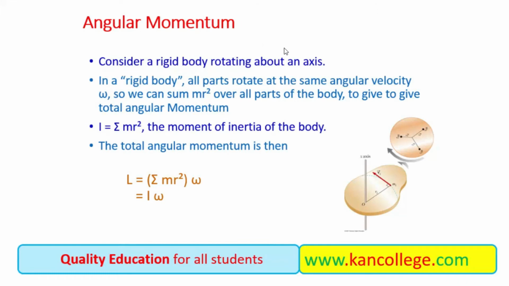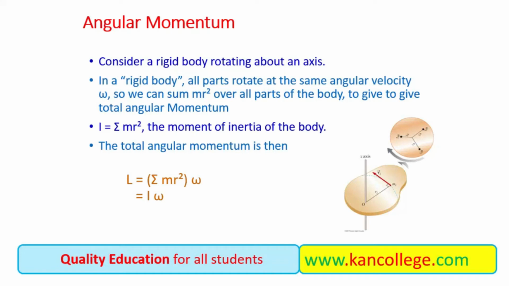Angular momentum of a rigid body. Consider a rigid body about an axis. In a rigid body, all parts move or rotate with the same angular speed. So we can sum up the angular momentums of all the parts, as we know that the rigid body consists of many parts having masses m1, m2, and m3, and so on, mn.